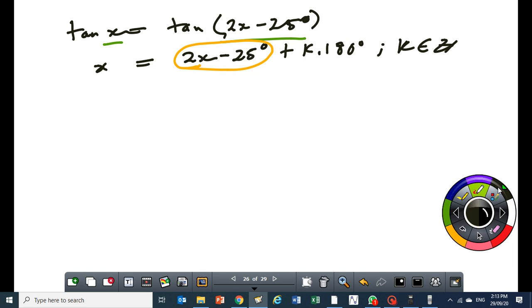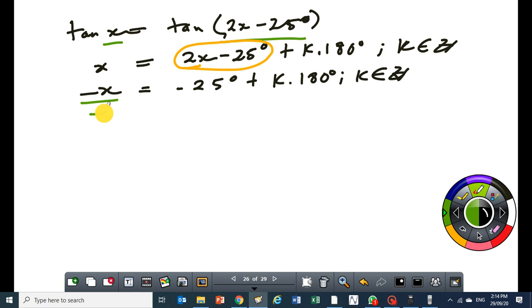Now fortunately, we only have one general solution for tan. So all we have to do here is take the 2x to the left. If you do that, you get minus x equal to minus 25 degrees plus k times 180 degrees, where k is an element of z. Then we divide both sides by minus 1. We divide the minus x by minus 1, the minus 25 by minus 1, and the plus k180 by minus 1.